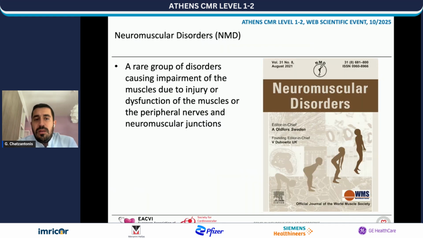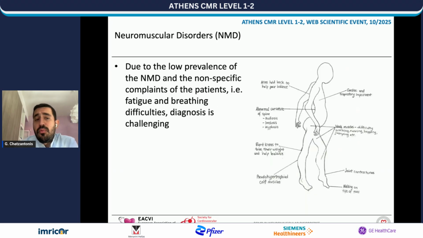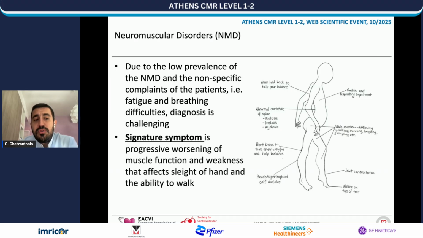We should know that NMDs, neuromuscular disorders, are a rare group of disorders causing impairment of the muscles due to injury or dysfunction of the muscles or the peripheral nerves and neuromuscular junctions. They collectively impact an estimated 1 to 3 per 1,000 people worldwide. Due to the low prevalence of the NMDs and the non-specific complaints of the patients, that is fatigue and breathing difficulties, diagnosis is most of the time challenging. The signature symptom is progressive worsening of muscle weakness that affects sleight of hand and the ability to walk.